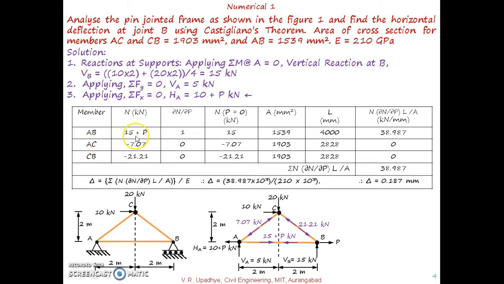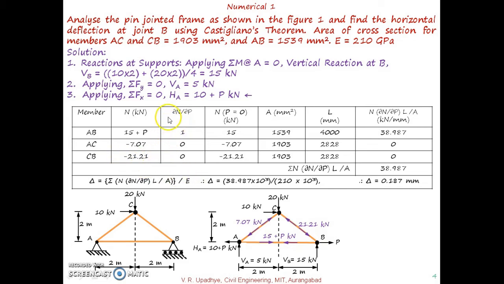In the second column, we'll be writing the internal member forces due to real forces as well as the force P applied at the position where deflection is to be calculated. So that gives the internal member force in member AB as 15 plus P, and that is tension. And in member AC, that is 7.07 kilonewton compression, so that is written as minus 7.07. And in member CB, that is 21.21 kilonewton compression, so that is again written as minus 21.21.